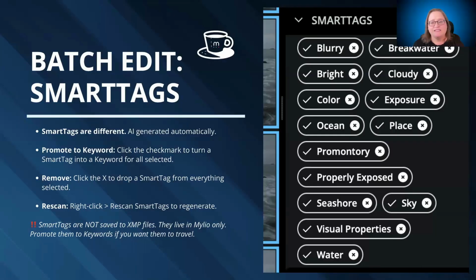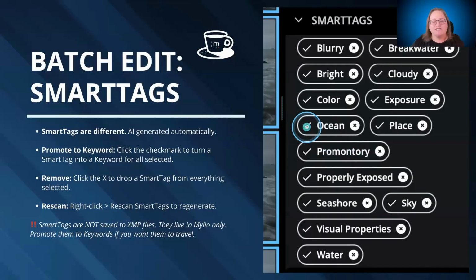So you can go through and clean these up to fit whatever it is you're working with. And if you want these to stay with your picture, one other thing to mention, smart tags are Mylio only. These do not travel with your picture once you export it. So if you think, okay, I want ocean to be a part of all of these, click that check mark and that actually promotes it to a keyword. And then the keyword is saved in your XMP metadata. It can be embedded in the file when you export, and then it stays with your picture. Whereas the AI smart tags, these only apply when you're looking at the image inside of Mylio.